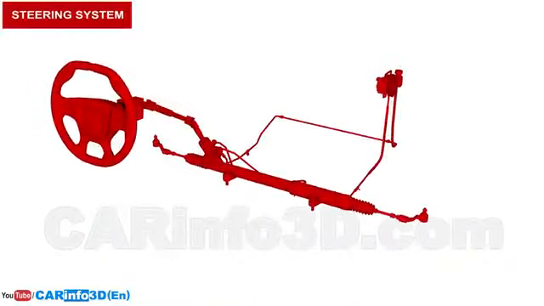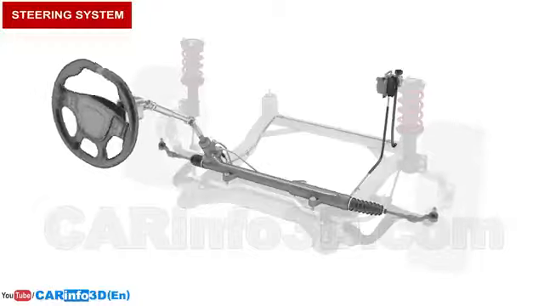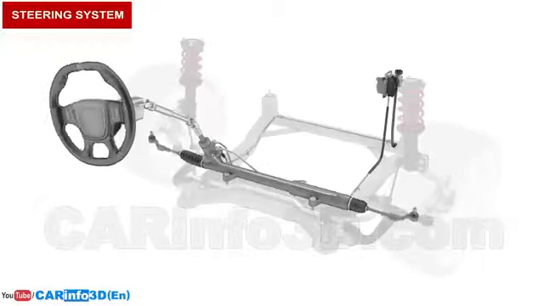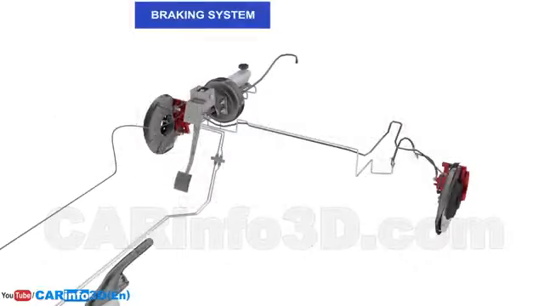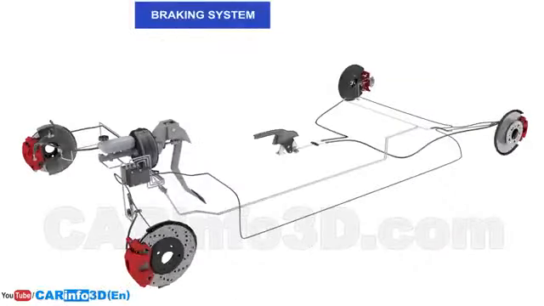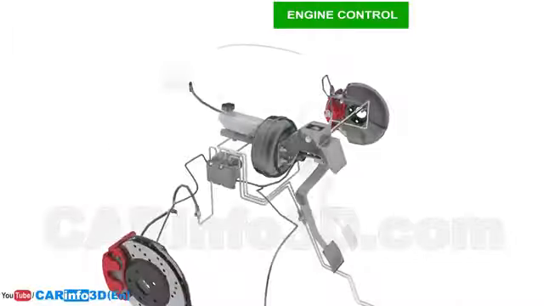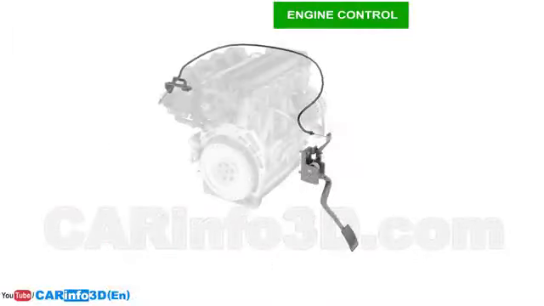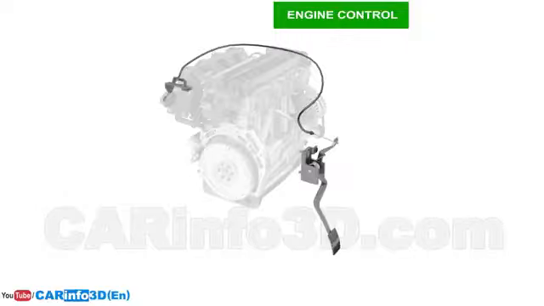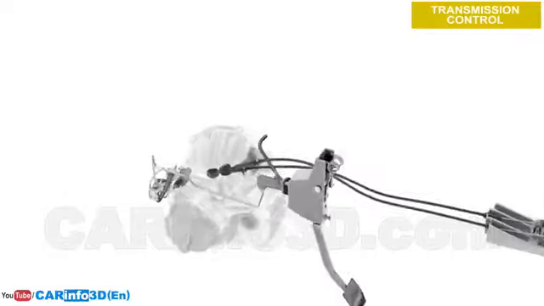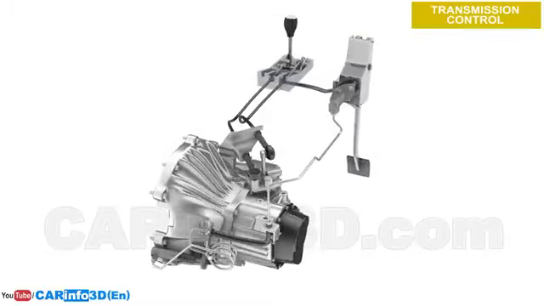The steering system is required to change the direction of the car's movement. The braking system is required to slow down and stop the car, as well as to keep it in place. Engine control is used to alter the engine torque. This is an obsolete model with a mechanical throttle valve. Transmission control is required to temporarily disconnect the engine and the transmission and select the desired gear or the desired gearbox mode.